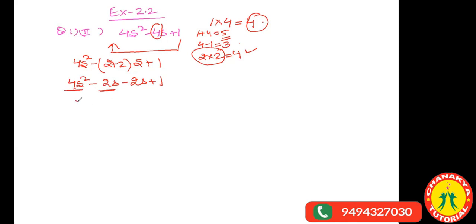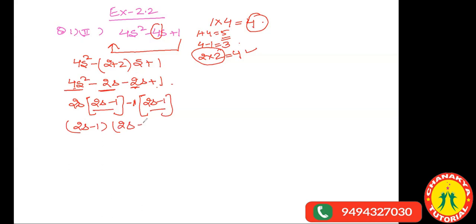Yes, 2s. Divide the first two terms by 2s; it will be 2s minus 1. Now come to the next two terms. What will be the HCF of these two terms? Minus 1, ma'am, because nothing is common there. So when nothing is common, you have to take 1, because 1 is the HCF of all numbers. So you will write here 2s minus 1. Now these two brackets are the same. Therefore, your factors are 2s minus 1 and 2s minus 1.